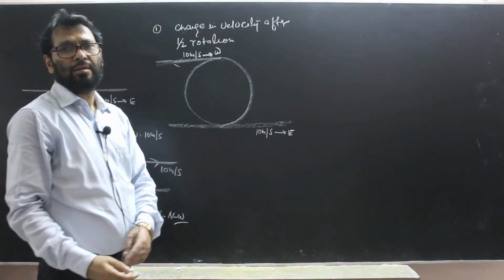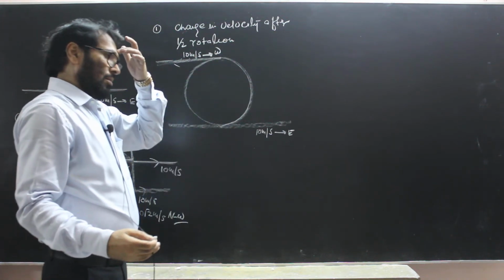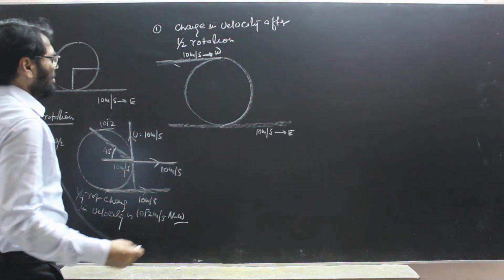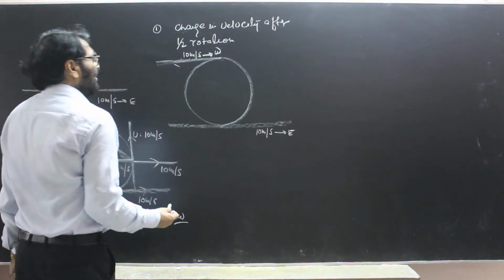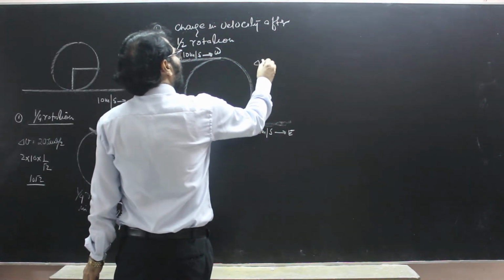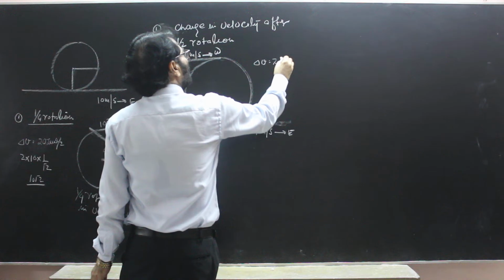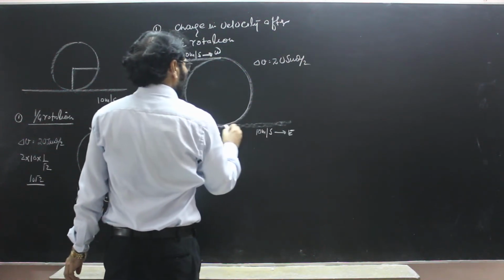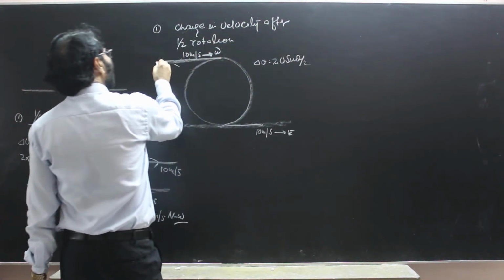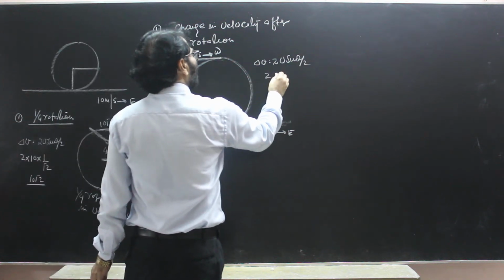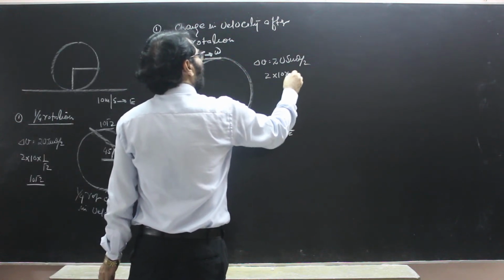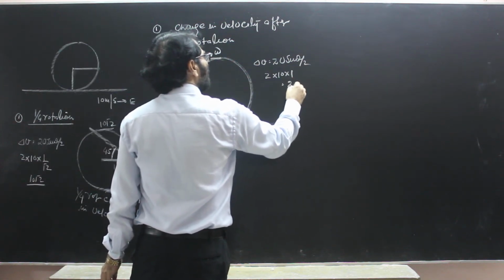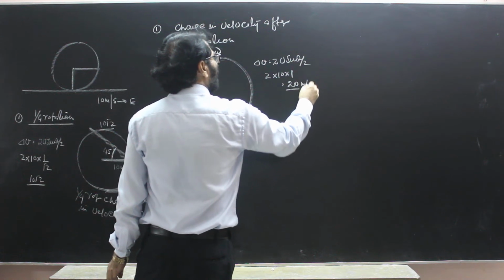Now we want only the change in velocity. Then the change in velocity delta v is 2v sine theta by 2. So the change in angle is 180 degrees. So it is 2, and it is 10, and sine 90 is 1. So the answer is 20 meter per second.